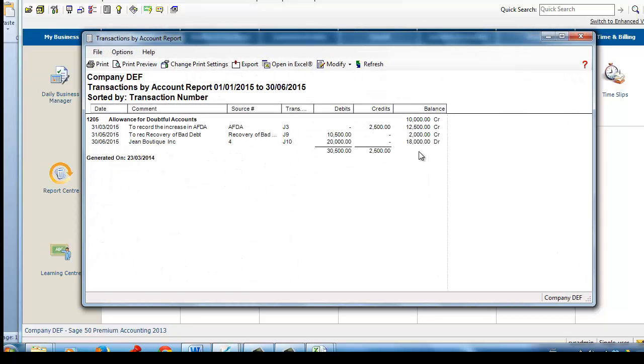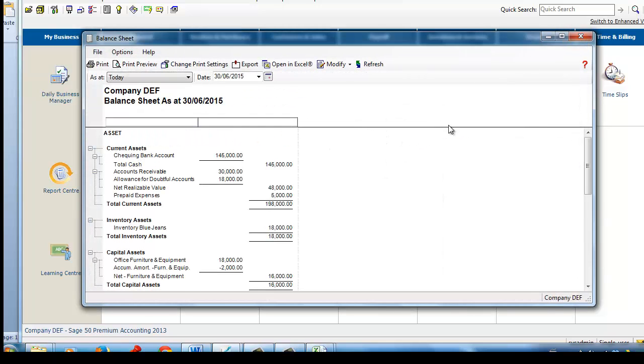Remember you originally had a credit balance of $2,000. Now we debited 20. We have a debit balance of $18,000. You can never have a debit balance of $18,000 or of any amount on the allowance for doubtful accounts as a provision. The provision is always a credit balance. So we will need to complete an adjusting entry for this, and we will demonstrate this in a moment.